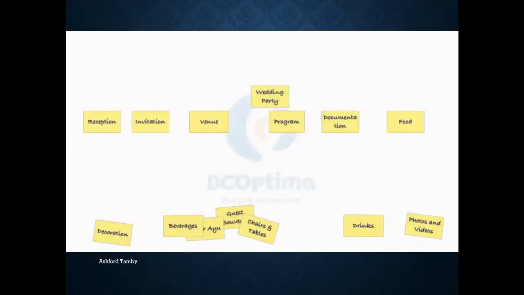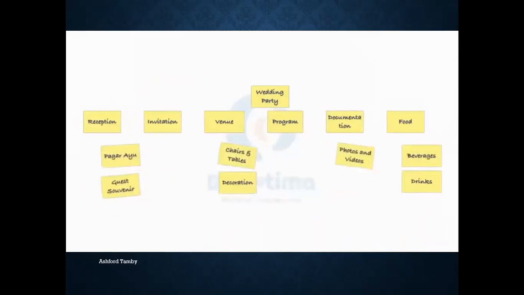We need to figure out the constituents of each major deliverable. Oh, beverages and drink are the same thing. We need to rearrange this and add a new major deliverable, catering. Some of the major deliverables have not been decomposed yet. We need to find out their constituents.